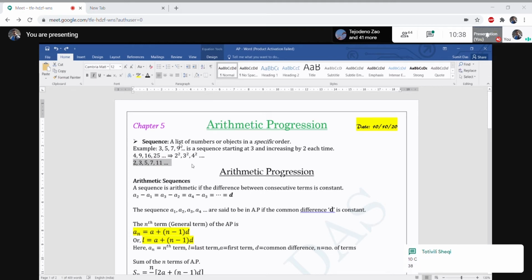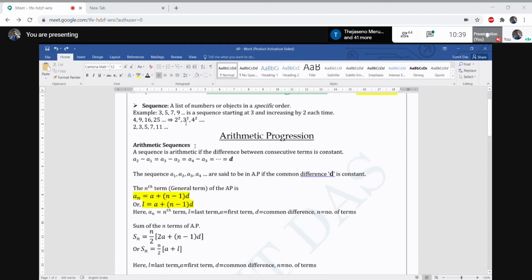So basically the sequence concept was important, but what is a sequence, that is not in your syllabus now. It is all deleted. What you have in your syllabus is the arithmetic progression. What is arithmetic progression? A sequence is arithmetic if the difference between consecutive terms is constant. Let me give you an example.